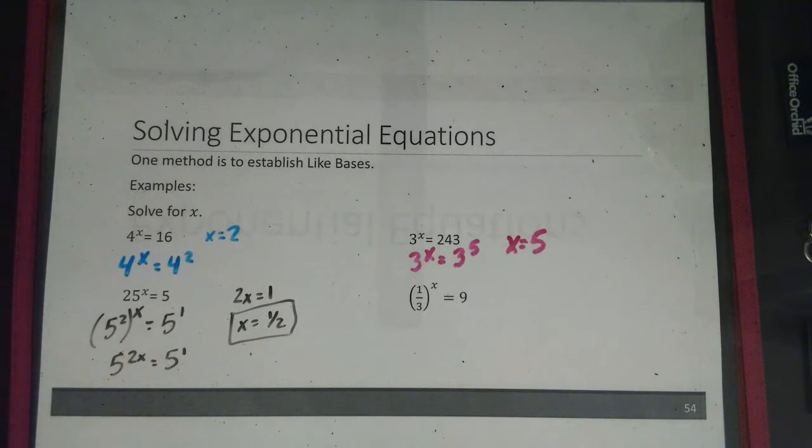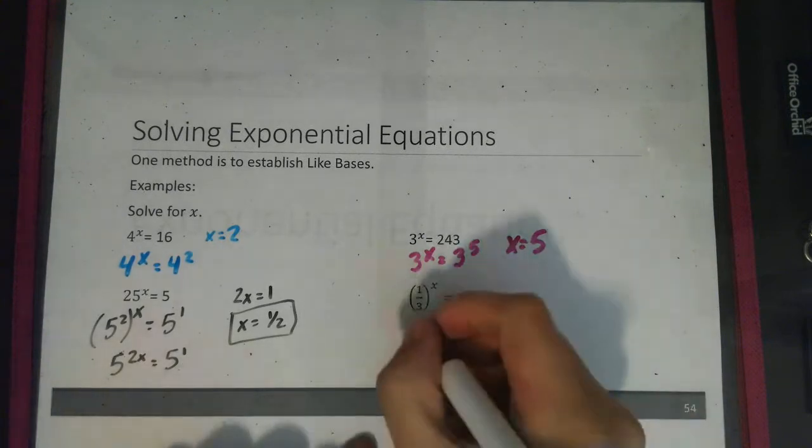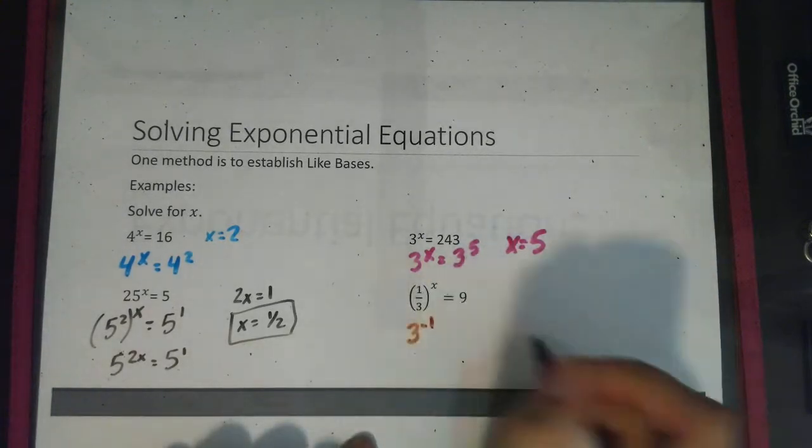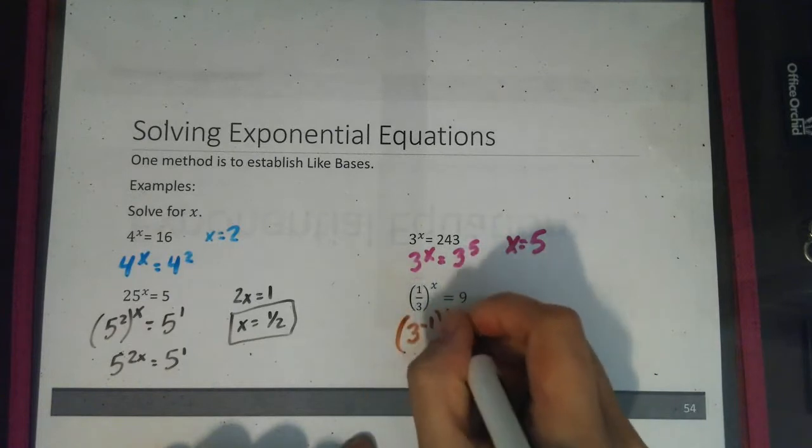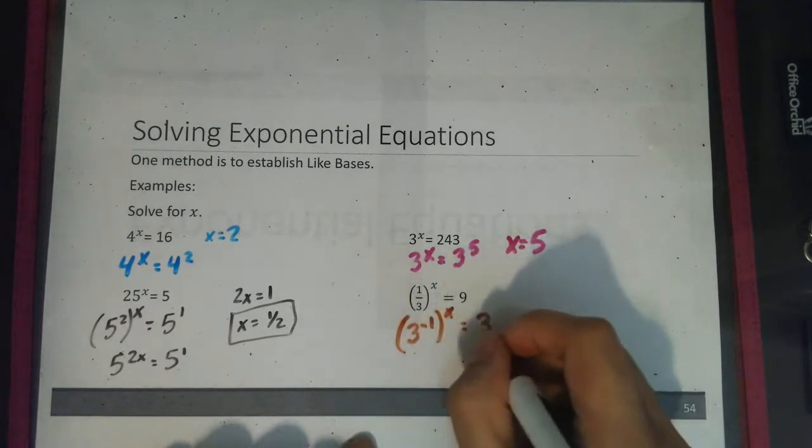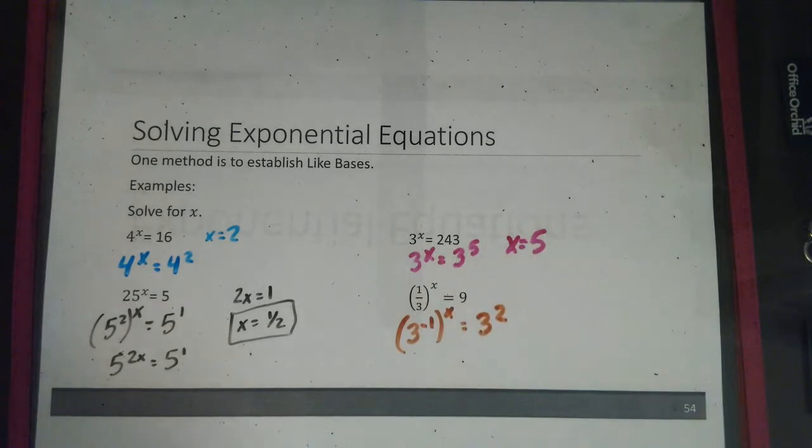This last one's a little bit tricky. We have 1/3 raised to the x power is equal to 9. I can't really think of a way to turn 1/3 into 9 raised to a power, and I can't really think of 9 being written as 1/3 being raised to a power. But I do think I can write both of them as 3 raised to a power, because 1/3 is 3 to the -1 power, and that's being raised to the x. 9 is 3 squared. So that way they both have a base of 3.